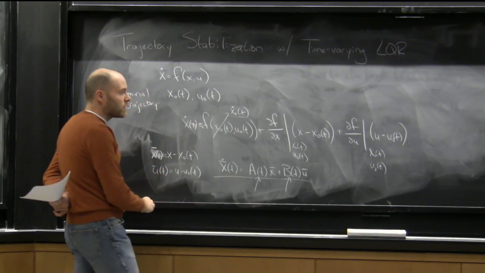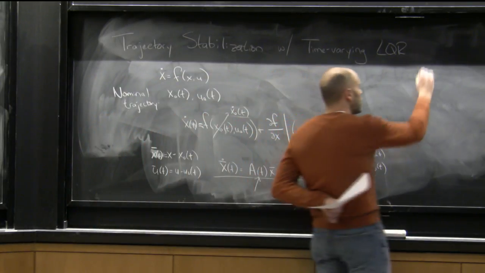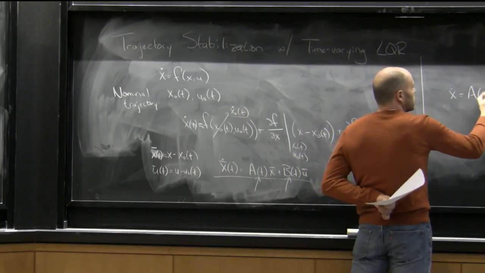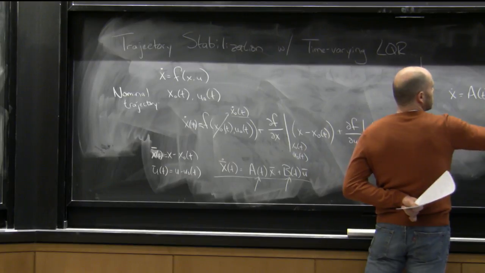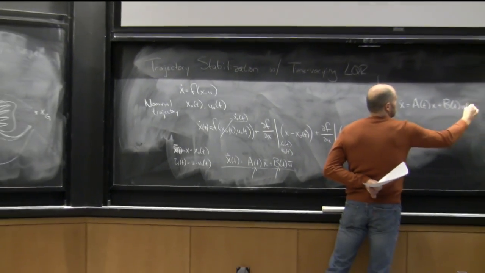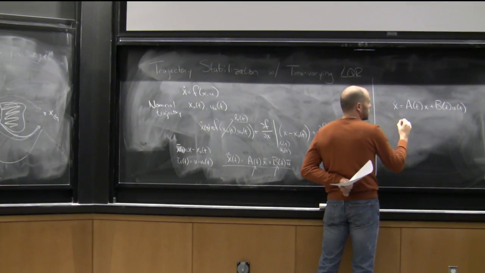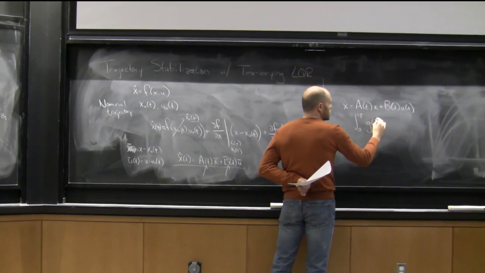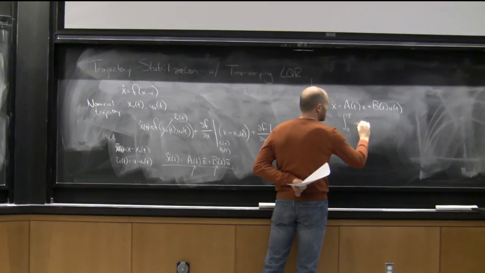Now if I take my LQR problem and I ask the question, what's the optimal controller for this? Finite time, g of, let's just write the quadratic form here.